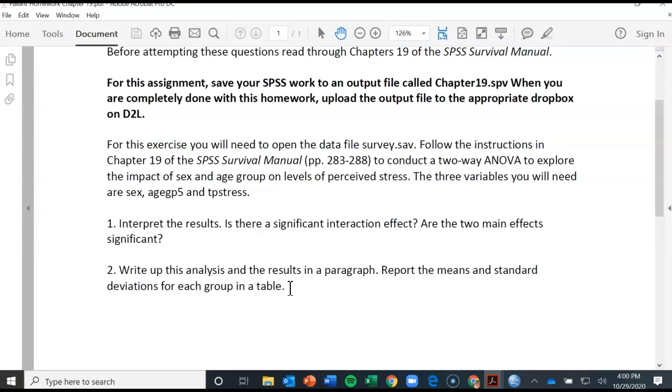then that's fine too. I did put in the homework sheet, report the means and standard deviations for each group in a table. You can either build a table, or you can follow the example in your Pallant text on page 288, where she actually reports the means and standard deviations in the paragraph itself. Remember, you don't need to do both. You can do one or the other.